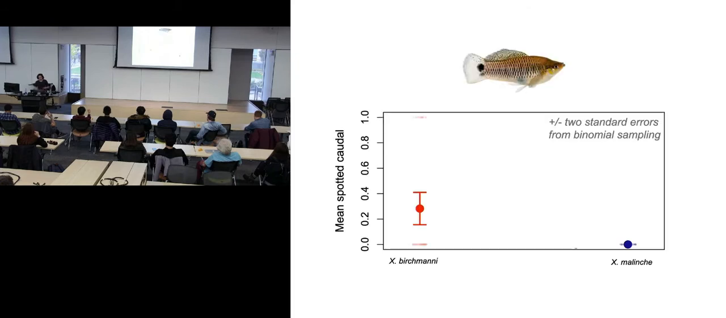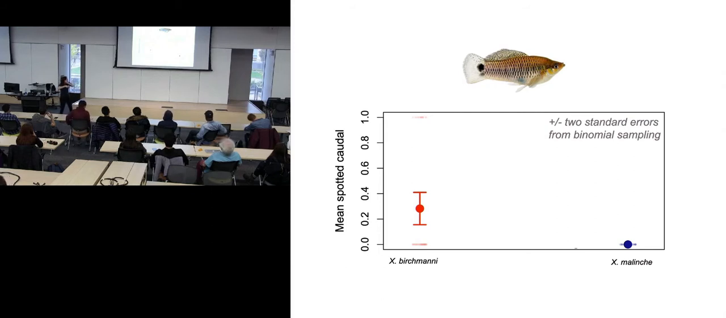So to tell you about this incompatibility, I need to start off by telling you about a trait. This trait is called the spotted caudal. It's a collection of these melanocytes that are on the caudal fin of Xiphophorus birchmanni. So it's usually seen as this discrete spot. And we see that it's at intermediate frequencies typically in birchmanni populations. But in Malinche, it's been lost.